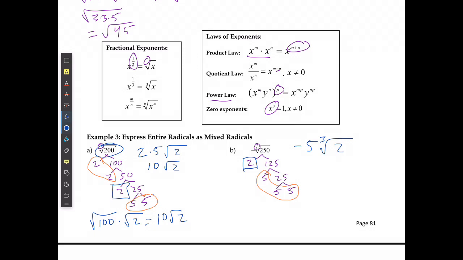If I want to use the factoring method, where I'm factoring out perfect squares or perfect cubes, then I just need to know what the perfect cubes are that I can factor 250 by, and in this case, if I'm doing that method, I'm going to say that it's going to be negative and the cube root of 125 and the cube root of 2, which is also going to give me negative 5 and the cube root of 2.